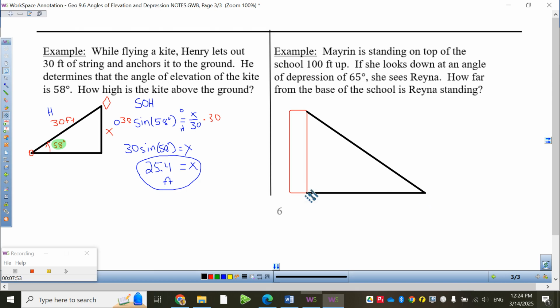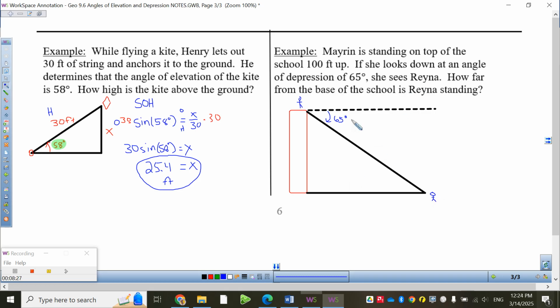And so we have a situation that kind of looks like this. Here's a person at the very top. Okay, they're looking down. And let's label this a little bit better here. We need a horizontal line from this person. So they're looking down at an angle of depression of 65 degrees. So remember, angle of depression means that they're looking down from the horizontal line. So this angle is 65 degrees. And then we've got this other person down here that they're looking at.